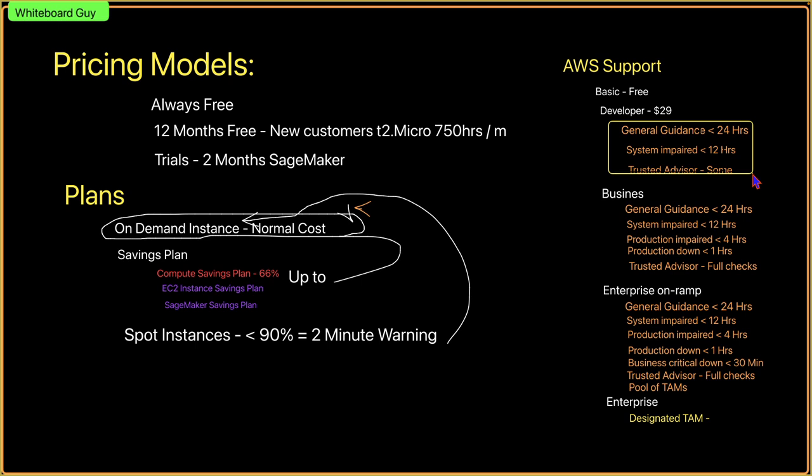Then there's a business one. With the business, you get under 24 hours for general guidance, system impairment, production impairment 4 hours, production down under 1 hour. AWS support will be assisting you with that. And trusted advisor, full checks.